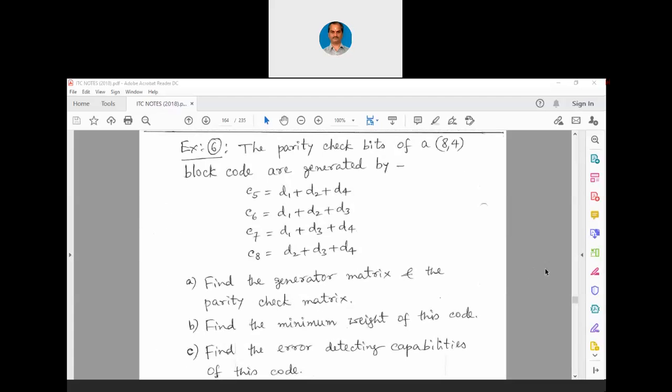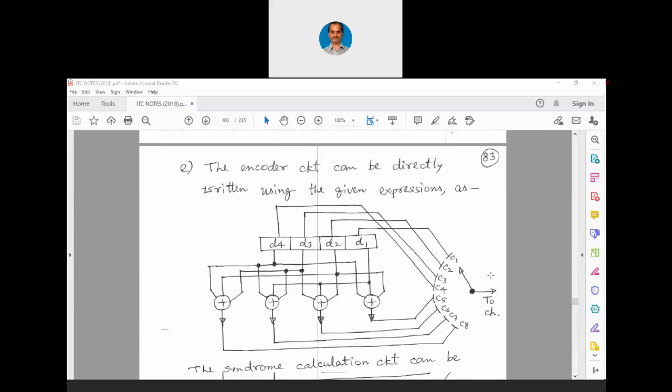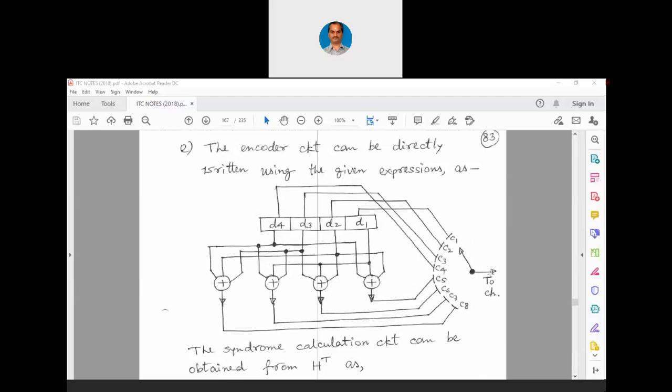Now we have these expressions. C5 equals D1 plus D2 plus D4. C6 equals D1 plus D2 plus D3. Like that for C7 and C8. Now using these expressions, we can directly write the encoder circuit.